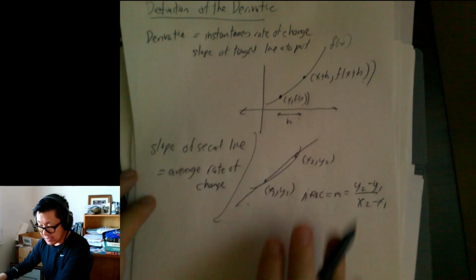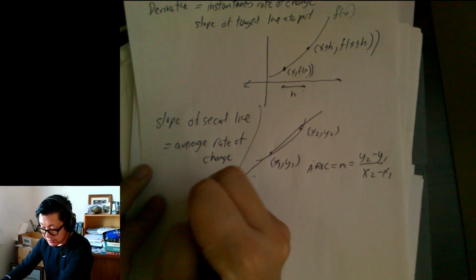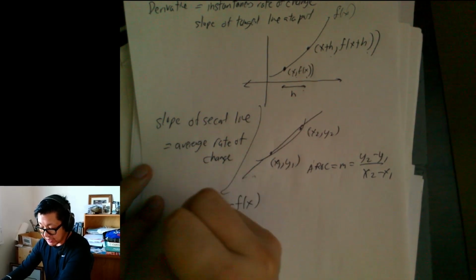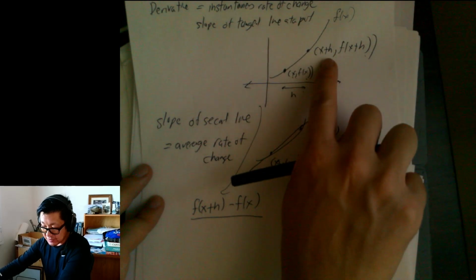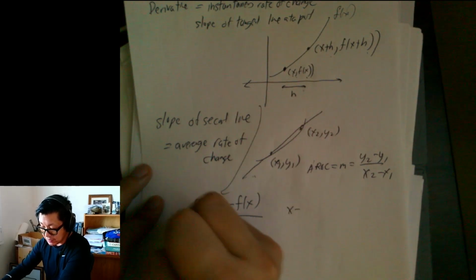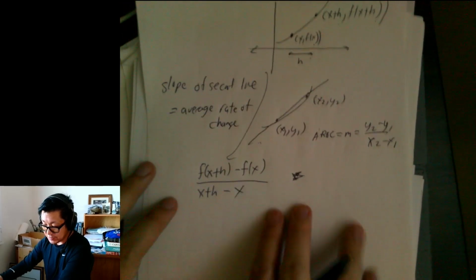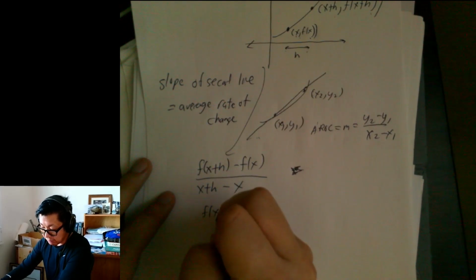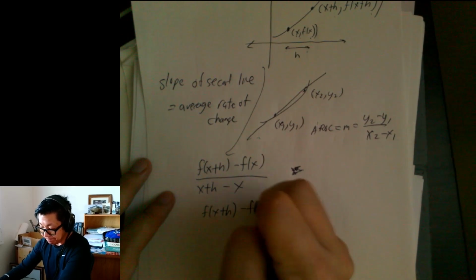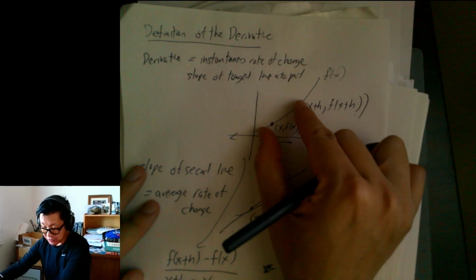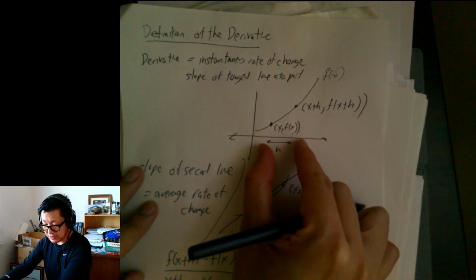The slope then is going to be what's called the difference quotient, which you may have learned in pre-calculus. Now, x plus h minus x is just going to be h. So, it's typically written this way. Now again, this is the average rate of change over this distance h.